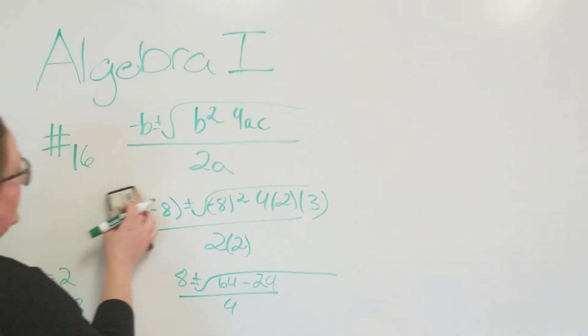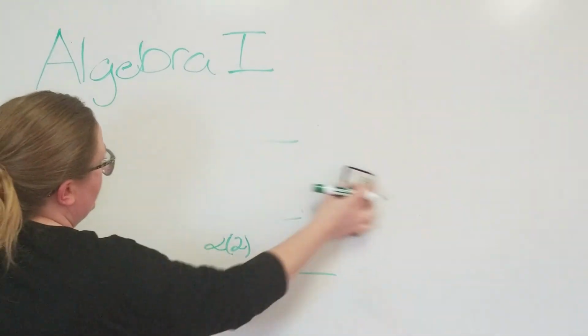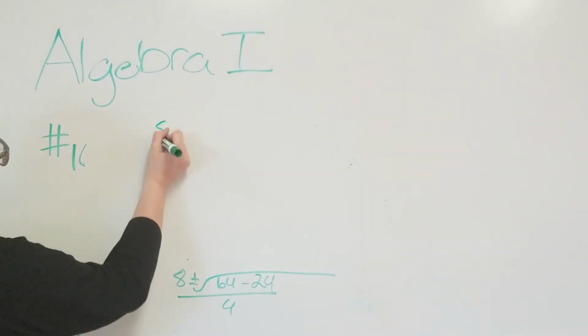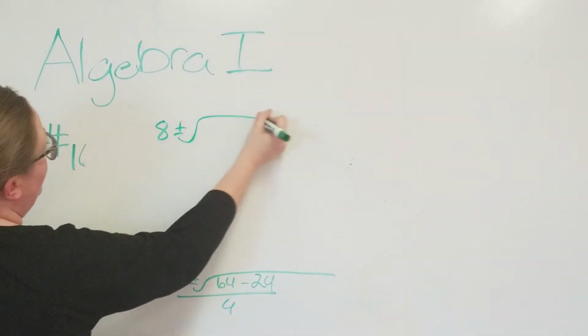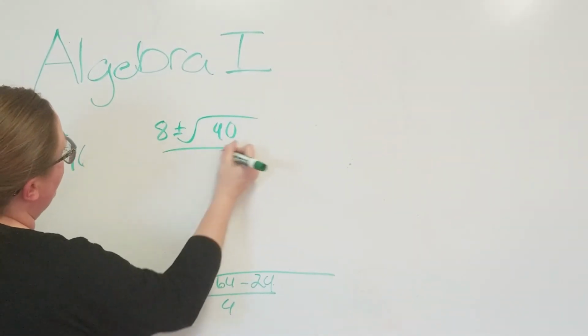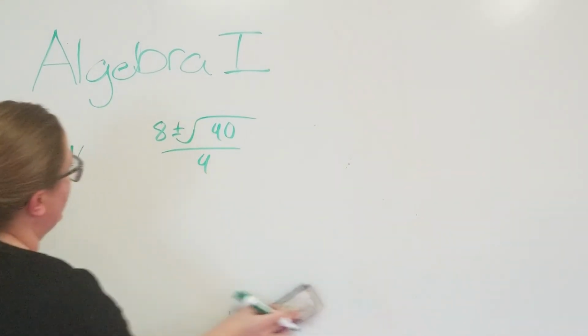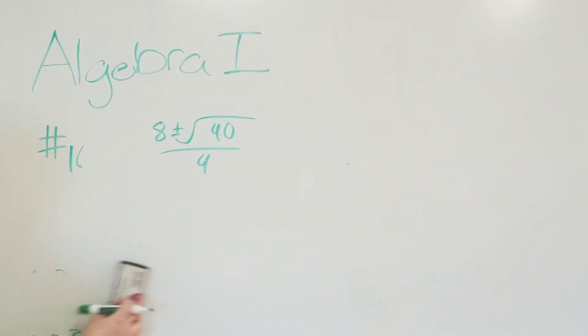All right, so 64 minus 24. I'm going to erase the top of this and come back up here. 64 minus 24 is going to be 40, right? So we're going to say 8 plus or minus the square root of 40 over 4. All right, when you get to this, you need to check and see if your radical or your square root is a perfect square root.